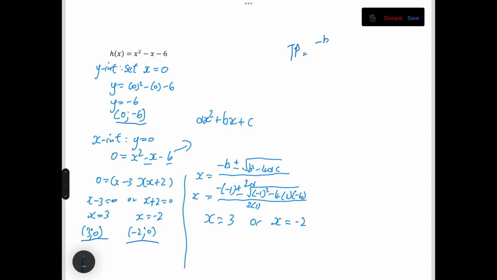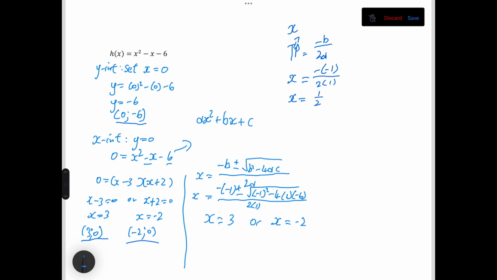Turning point is minus b over 2a. This is our x value of the turning point. So a turning point is a coordinate, so it must have an x value and a y value. So x is therefore equal to minus our b, which is -1. So we substitute it in brackets just to be safe, and our a is 1. So it's 2 times 1. So x is equal to a half, 1 over 2.